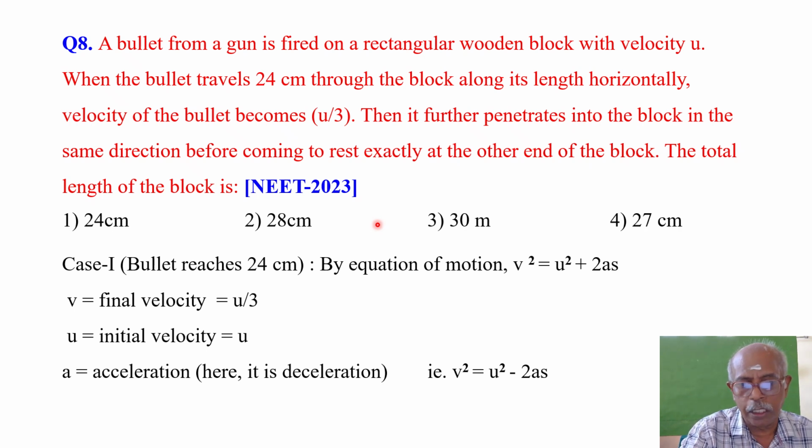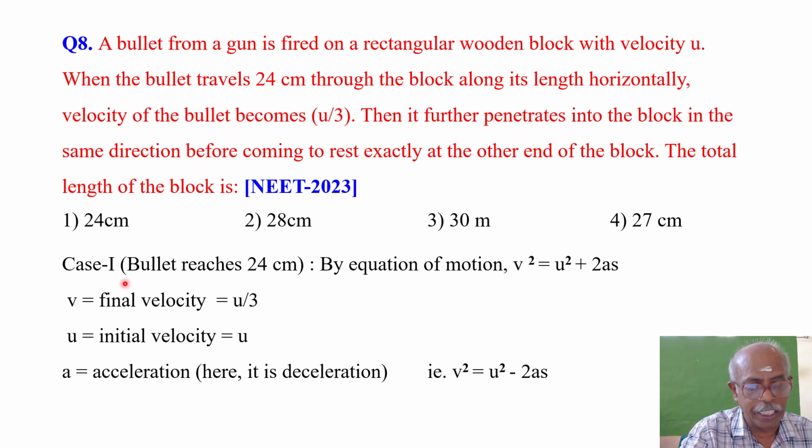How to solve this problem, sir? Let us look at the problem. Case 1: the bullet reaches 24 centimeter. By the equation of motion, you know that v square is equal to u square plus 2as. What is v? Final velocity of the bullet. u is the initial velocity of the bullet, as given in the question. a is the acceleration and s is the distance moved. Here v is the final velocity, that is u by 3 at 24 centimeter. The very final velocity is 0 because it becomes rest at the other end.